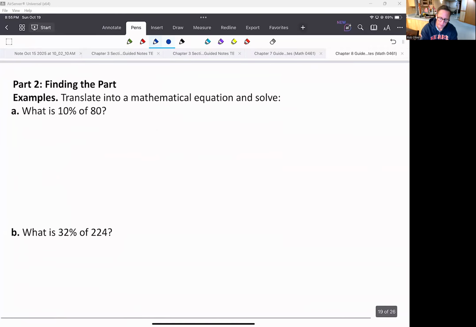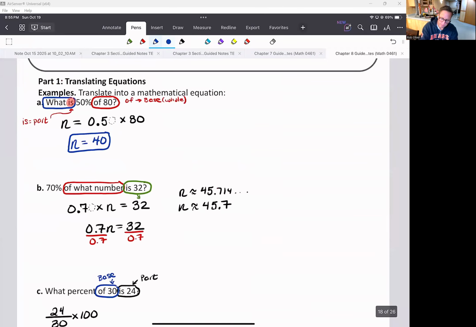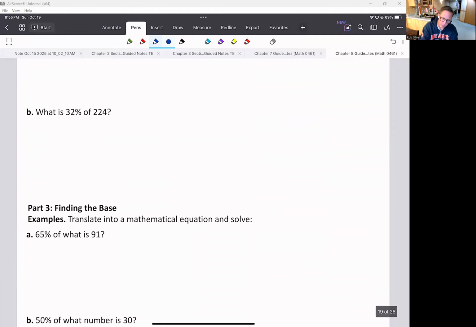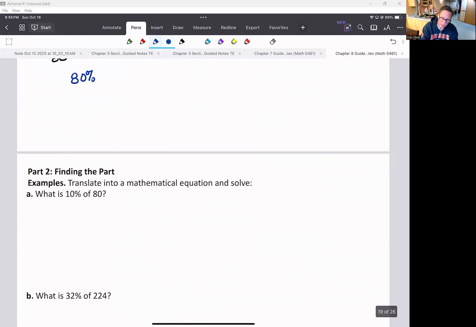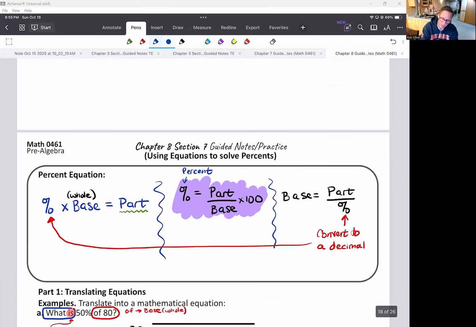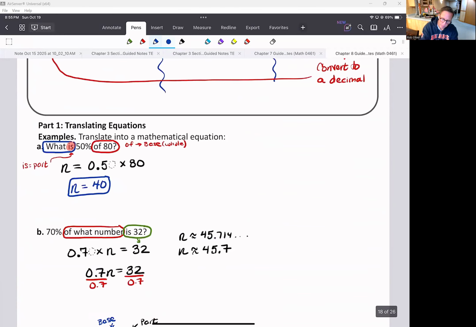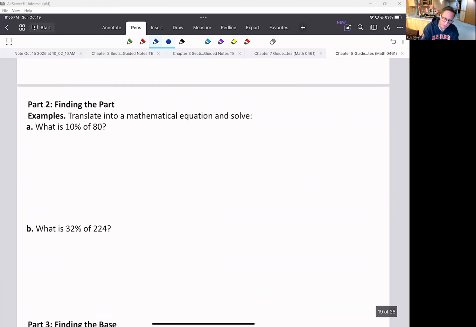All right, next one right here, finding the part. These are all kind of the same thing. Finding the part is percent times base. That's all you have to do. So we're going to do 10%, which is 0.1, times 80. Doing 10% of anything, just move the decimal over 1. And so you get 8.